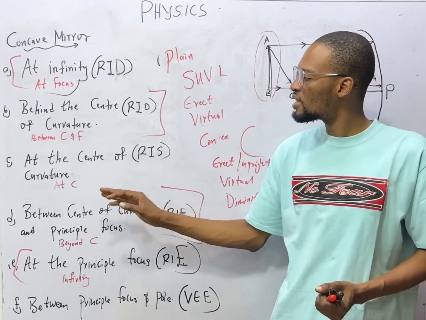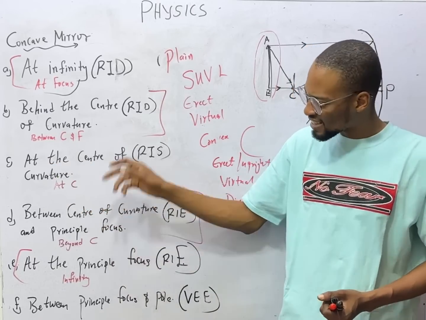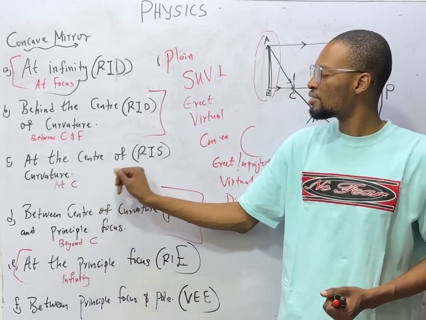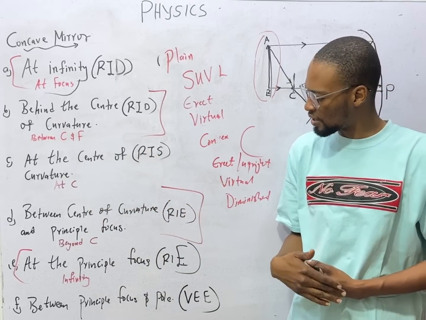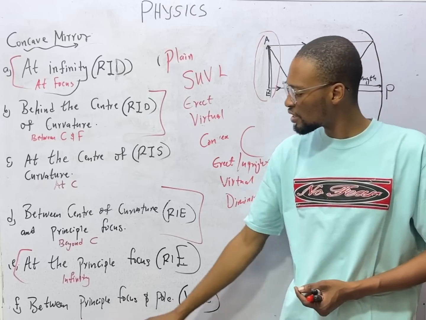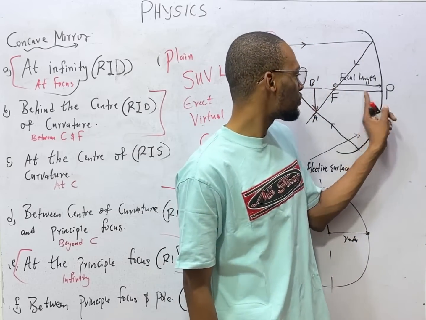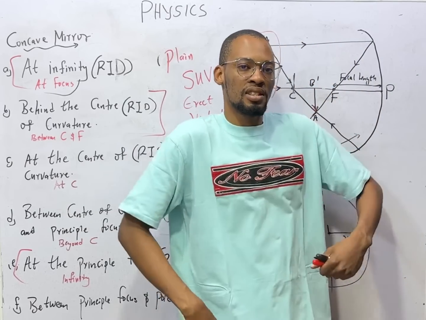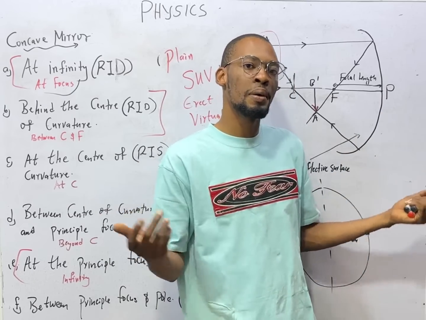If the object is placed at the center of curvature, the image is formed at that same center of curvature, and it is real, inverted, and the same size as the object. And if the object is placed between the principal focus and the pole, the image is virtual, erect, standing, not inverted, and it is enlarged. It is bigger, or you say magnified.